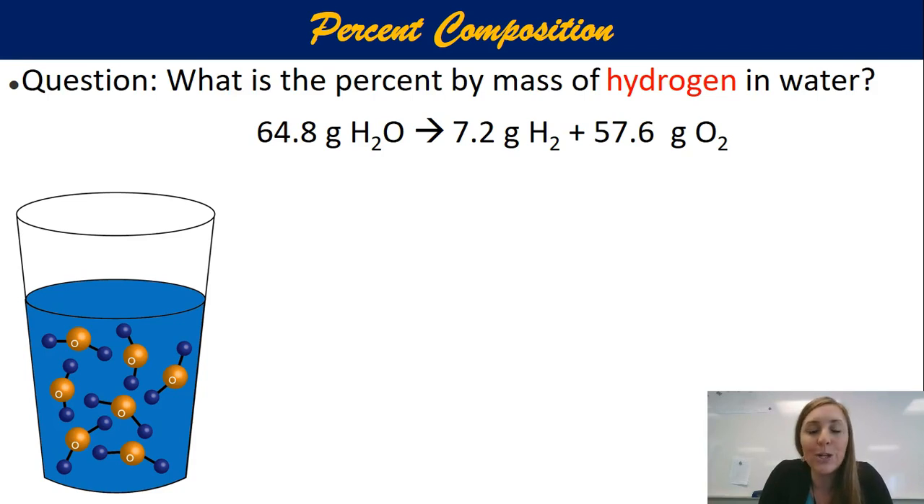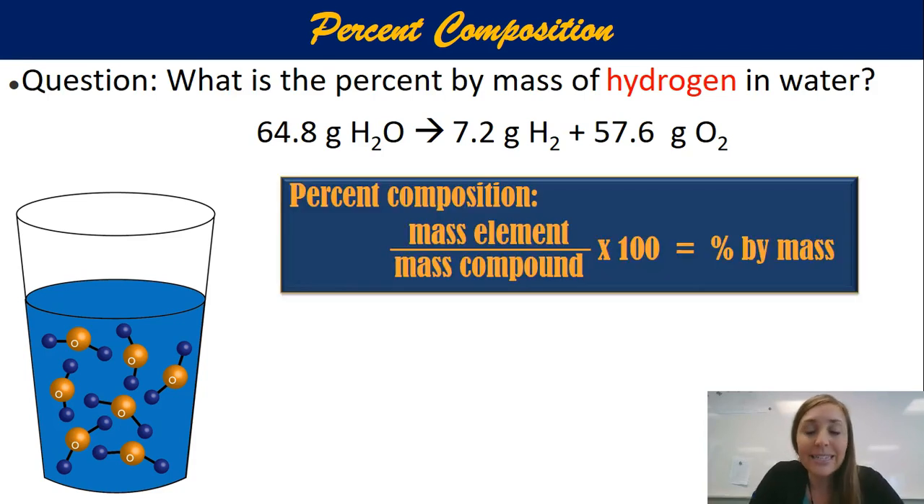water. So we're going to use this formula, and this is how you find percent composition of an element by mass. So you always take the mass of the element, you divide it by the mass of the compound, and then whatever you get there, you multiply by 100, and that gives you your percent by mass.